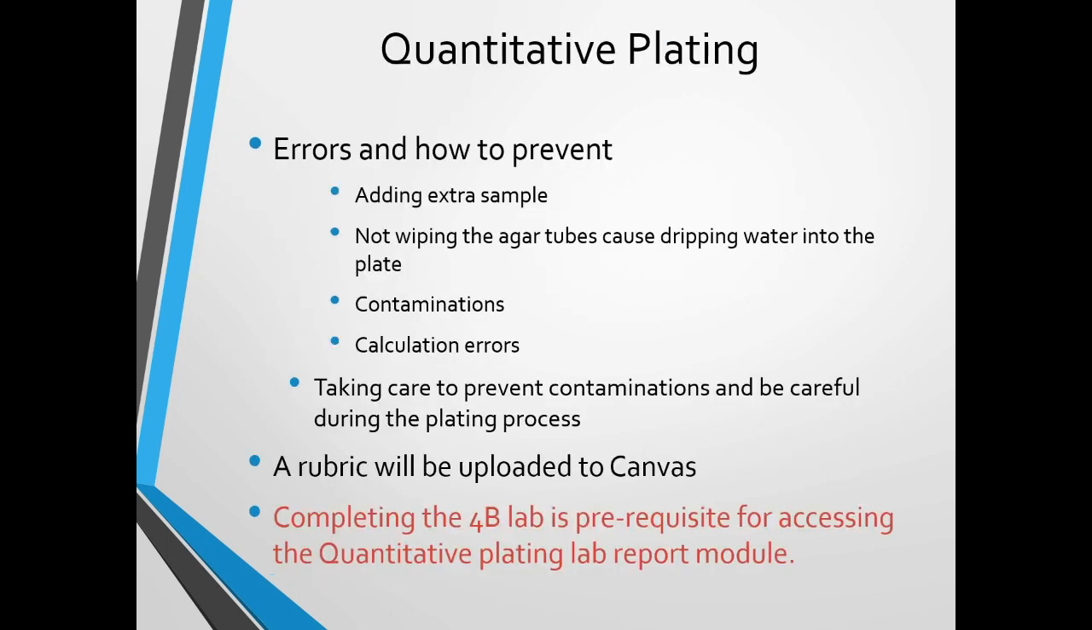Next part of the discussion is explaining errors. If you didn't have any errors, you still need to explain possible errors and how to prevent them. So some possible errors are adding extra sample, contaminations, calculation or counting errors. Taking care to prevent contaminations and being careful during plating and counting will help to prevent errors.